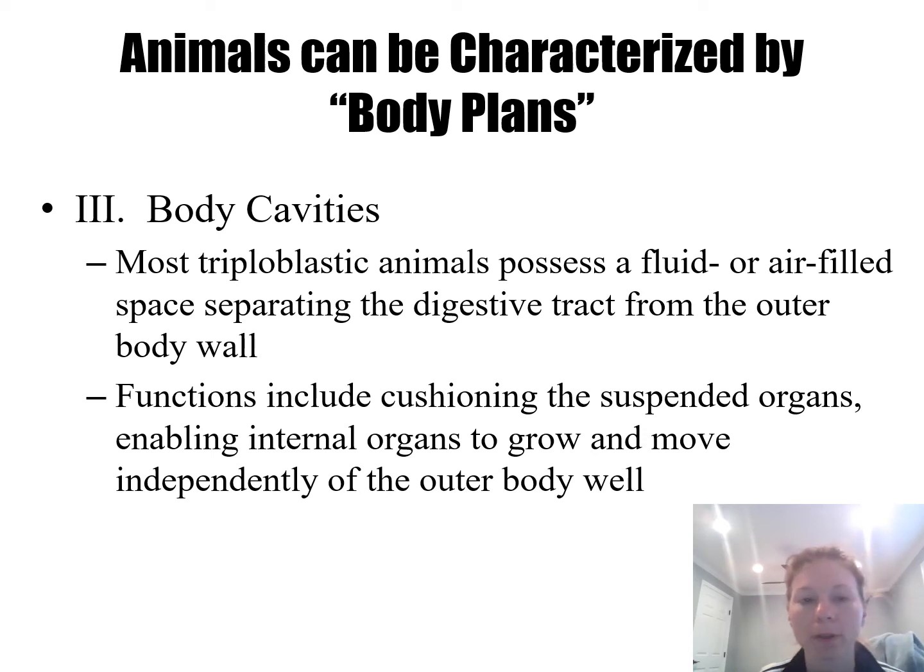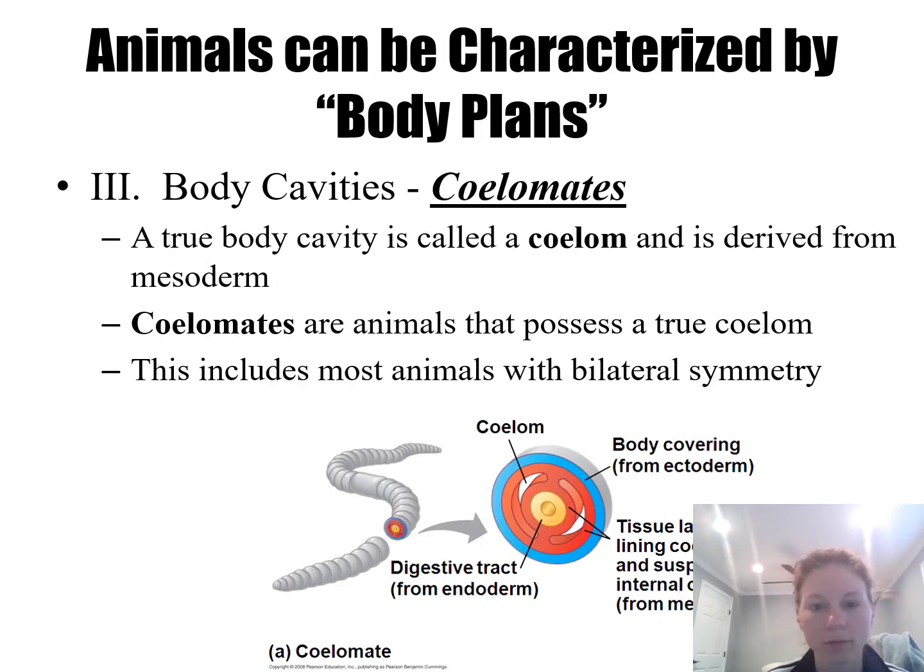Additionally, most triploblastic animals are going to have what's called a coelom. And a coelom is a fluid or air-filled space between the organs and your outer body covering, and it helps protect them. So true coelomates include earthworms. They're true coelomates because the mesoderm is what makes up both sides, the internal and external part of the coelom.